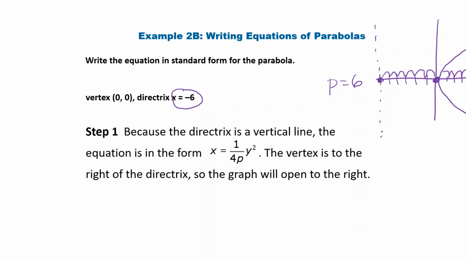So let's go ahead and get all this information in. Here's the formula that we're going to use because the directrix is a vertical line. The equation is going to be in the form x equals 1 over 4p times y squared. The vertex is to the right of the directrix, so the graph will open to the right, just what I said. So let's keep on moving. So we know what our p is, and we know what everything's supposed to look like.